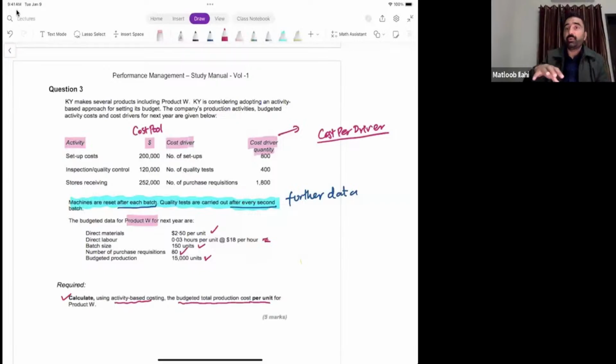By the way, this type of question you can expect in the budgeting section as well, in the long questions of section C of the paper. Because there is a topic named activity-based budgeting, where you will be using ABC principles to prepare a budget for the organization. So you can expect this type of question in the long question section C as well.